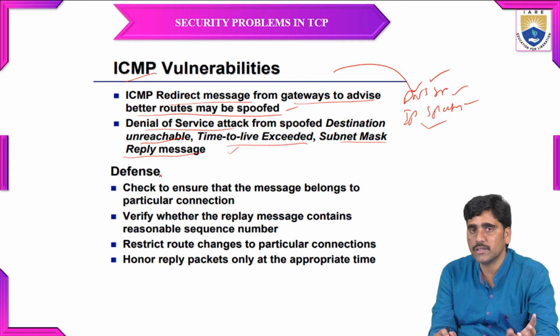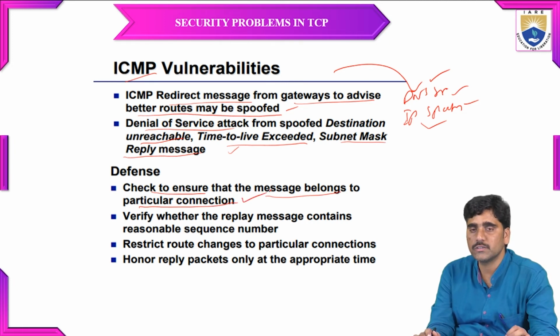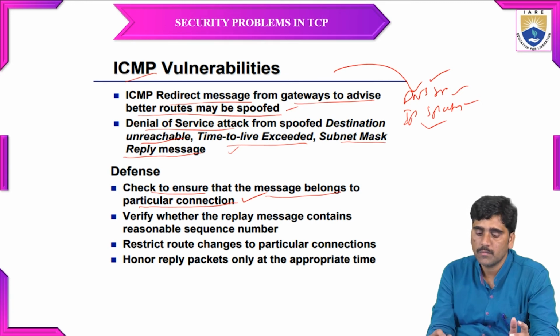For the defensive techniques, first we have to check that the message belongs to the particular connection or not. Previously, we were checking each and every packet's source address, whether it is coming from a trusted source address or not. But here we are going to check that the message belongs to the particular connection or not, and verify whether the reply message contains a reasonable sequence number or not.